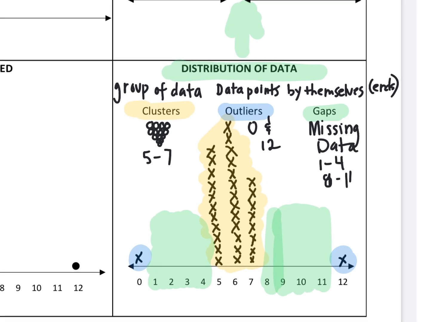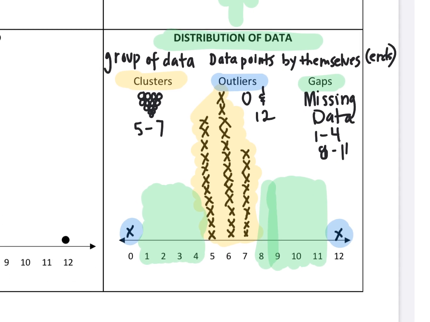So those are our three words that you're really going to have to become familiar with. Our clusters are like a grape cluster. It's all this data put together. Outliers are the ones on the ends that are all by themselves. And the missing data is those gaps where we see nothing. Now keep in mind for outliers, if there's two X's, that is no longer an outlier. Okay, keep that in mind because in 6th grade you will see outliers with one X or one dot at the end.